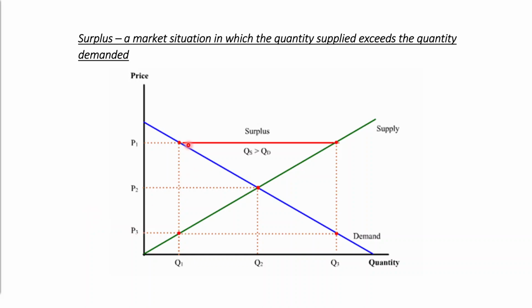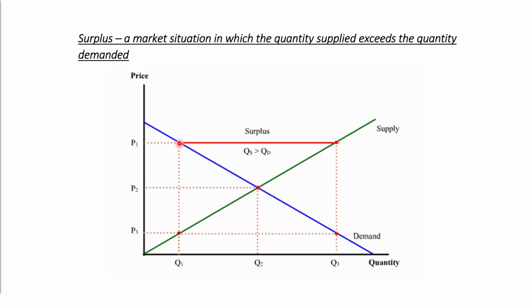We have a situation called a surplus. That's when quantity supplied is greater than quantity demanded. So imagine price at P1. At P1, suppliers really like it, so suppliers will produce at Q3. However, at this high price, consumers will only demand Q1.